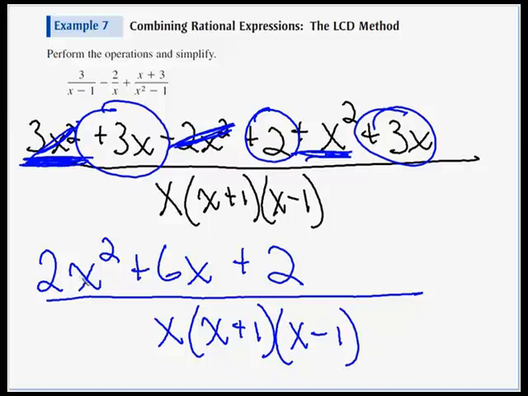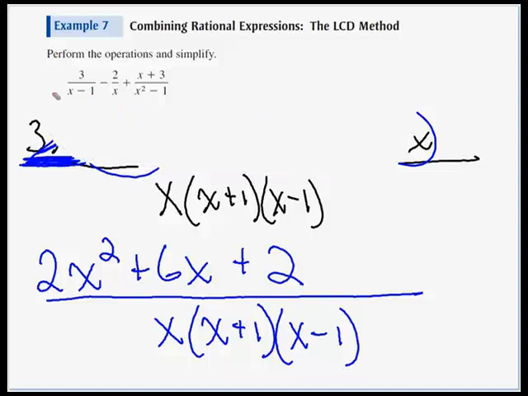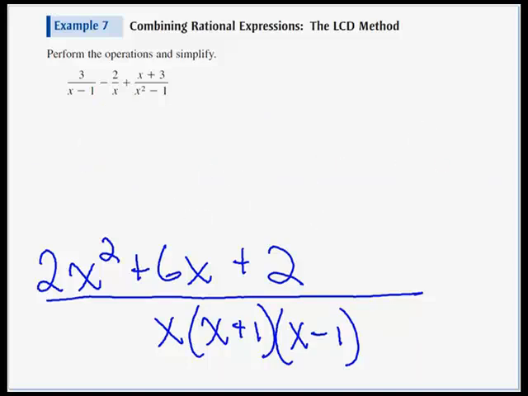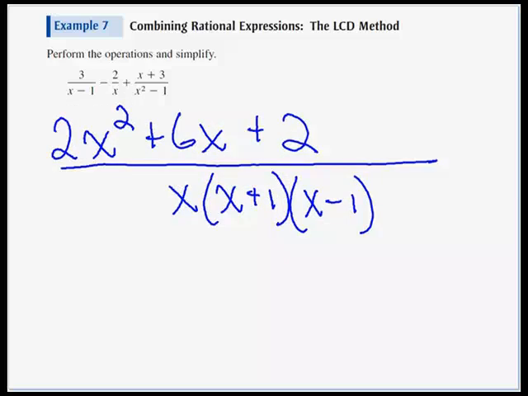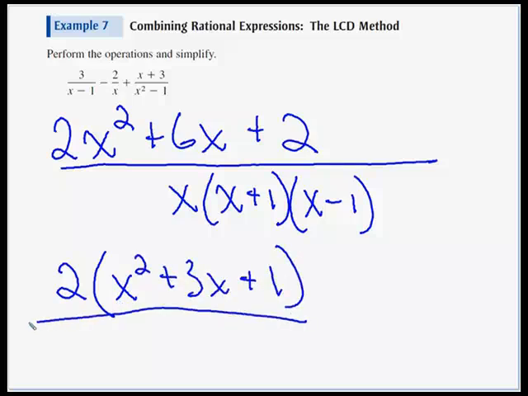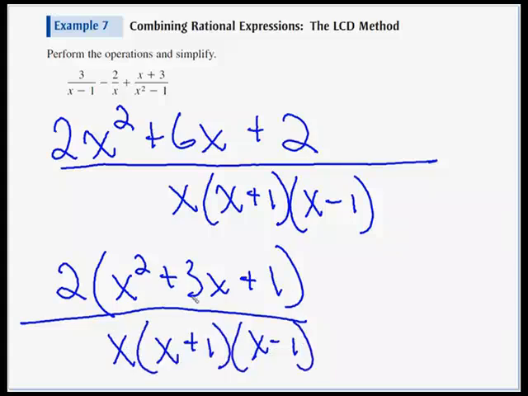Let's see, I guess we could factor a 2 out of there, right? That's not going to hurt anything. It doesn't mean we're going to be able to cancel with anything in the denominator, but if we can factor out a common term, we're going to pull out a 2, so we're going to be left with x squared plus 3x plus 1 over our denominator, x times x plus 1 times x minus 1. Our trinomial in the numerator can no longer be factored any farther. Nothing's going to cancel right now, so that is our final answer.